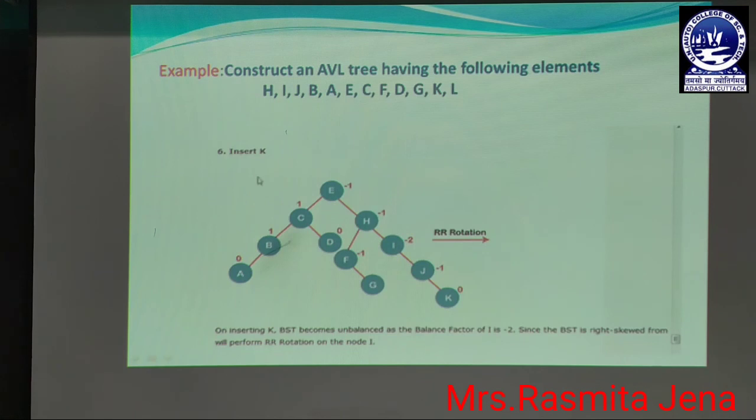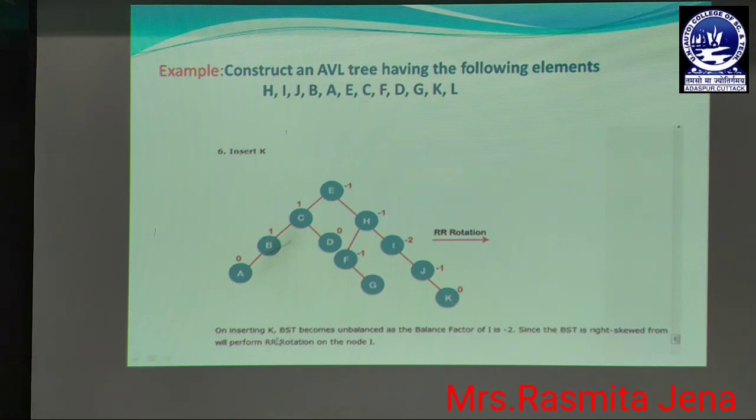So in the same process, K will be compared with the root node and according to the alphabetical order, K is inserted as the right subtree right node. When we insert K at the right subtree right node, this node is unbalanced because it has valence factor minus 2. So as we are inserting at the right subtree right node, we will perform RR rotation. And when we perform RR rotation, J becomes the root node and I is the left subtree of the node J and K is the right subtree of the node J.